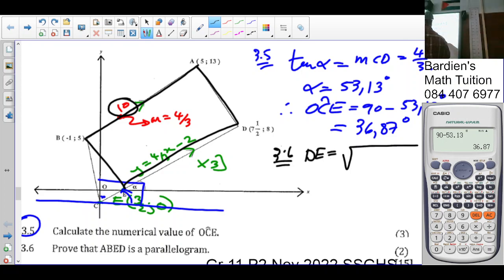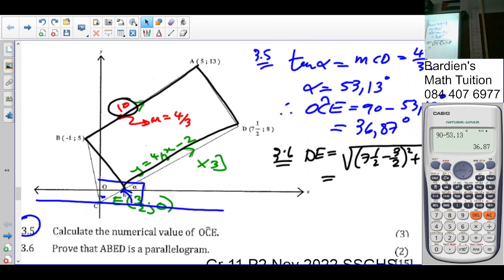So you work out the distance of DE. So it's going to be 7.5 minus 3 over 2 squared plus 8 minus 0 squared. So you put that in the calculator. The square root of 7.5 minus 1.5 squared plus 8 squared gives me 10.